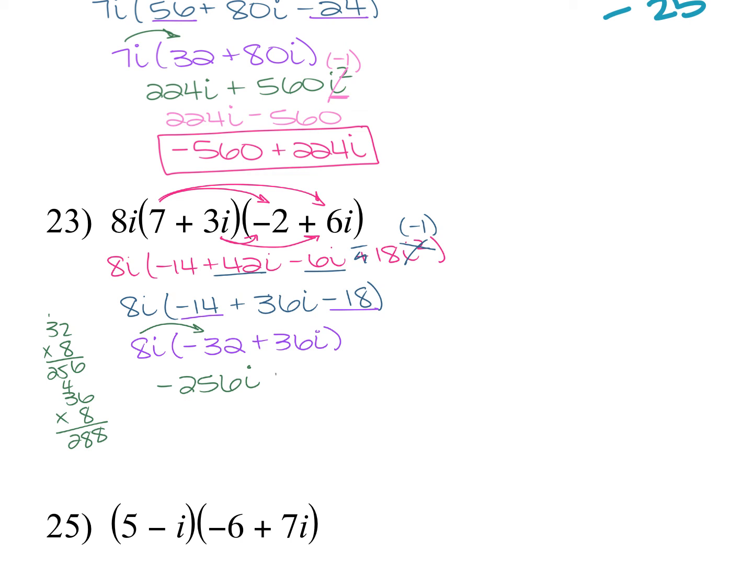So it's going to be a positive 288i squared. Once again, that i squared becomes -1. So multiply that by the positive 288. That gives you -256i minus 288. This, again, is not in a plus bi form, so put it into a plus bi form. That's going to give you -288 minus 256i.